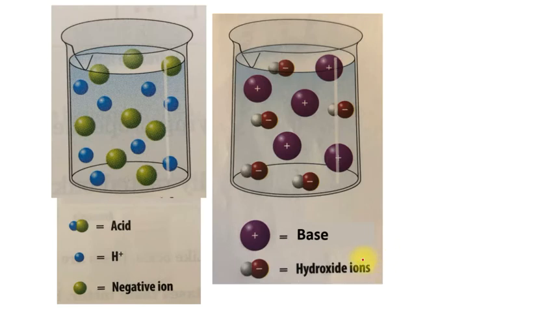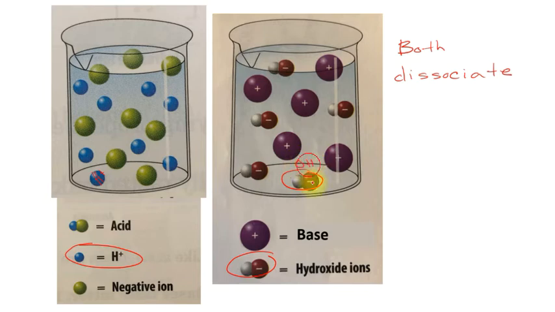And here's just a visual of what that would look like. So both of them, acids and bases, both dissociate, right? They split apart. And here you see the hydrogen ion is what is released, H+, that's what this is. And in the base, you have hydroxide. It's this, and that's OH minus.